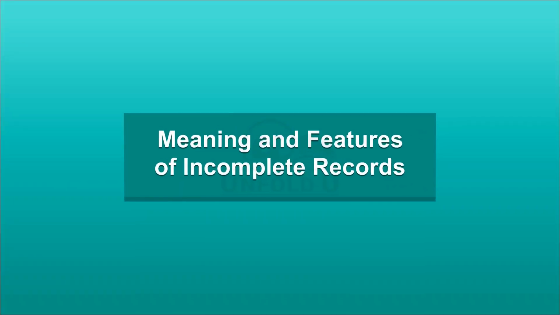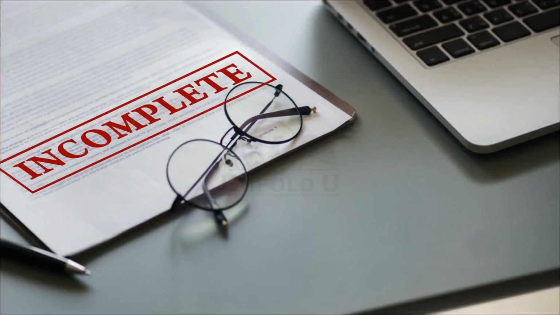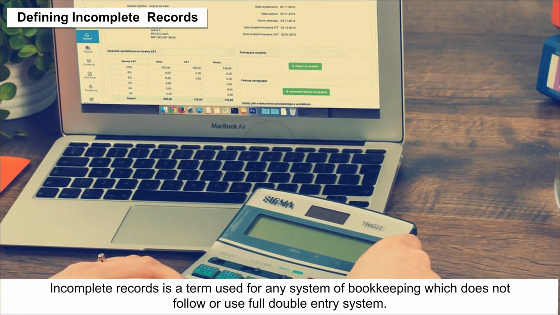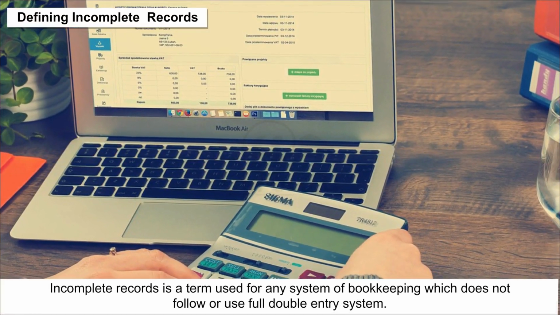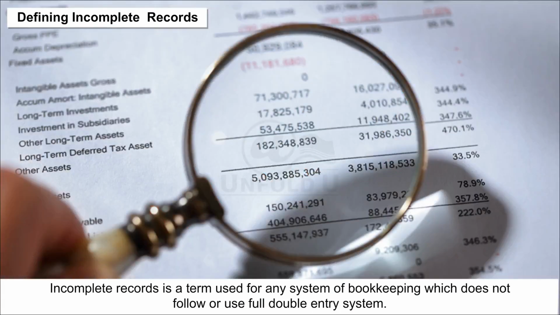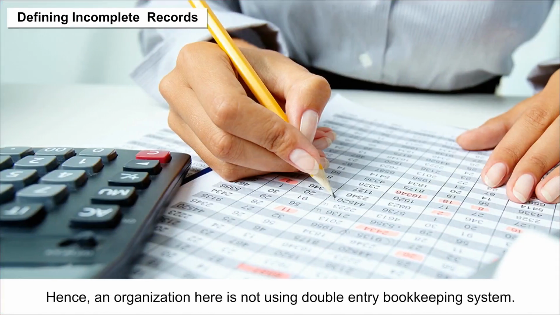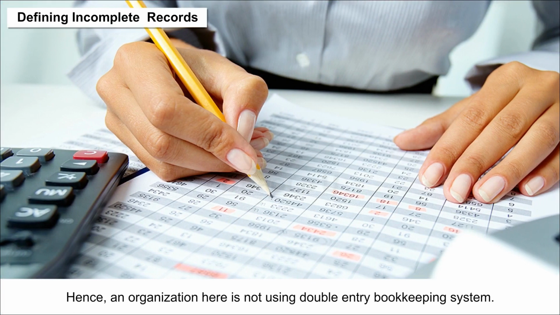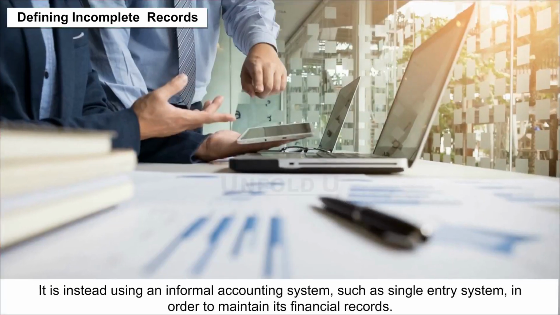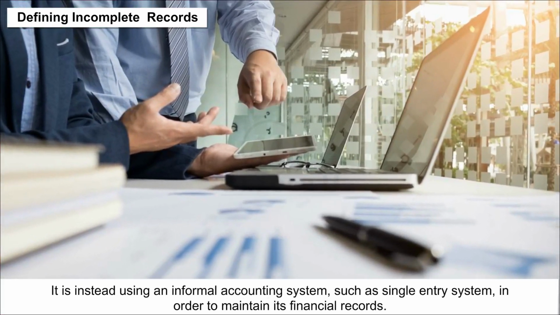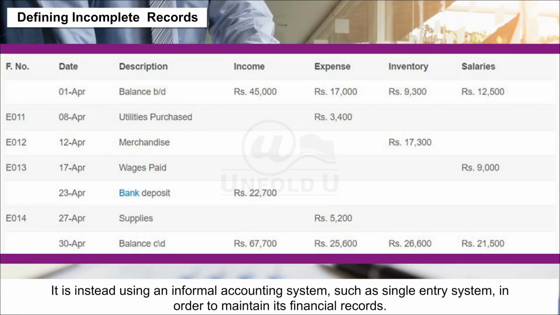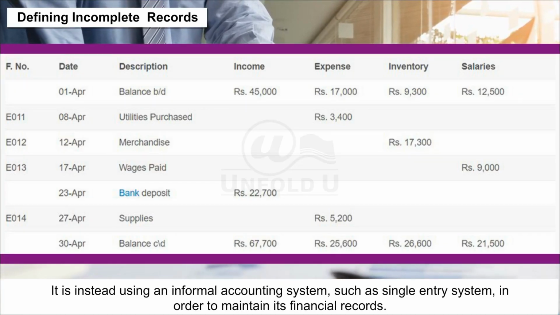Meaning and feature of incomplete records. Defining incomplete records. Incomplete records is a term used for any system of bookkeeping which does not follow or use full double entry system. Hence, an organization here is not using double entry bookkeeping system. It is instead using an informal accounting system such as single entry system in order to maintain its financial records.